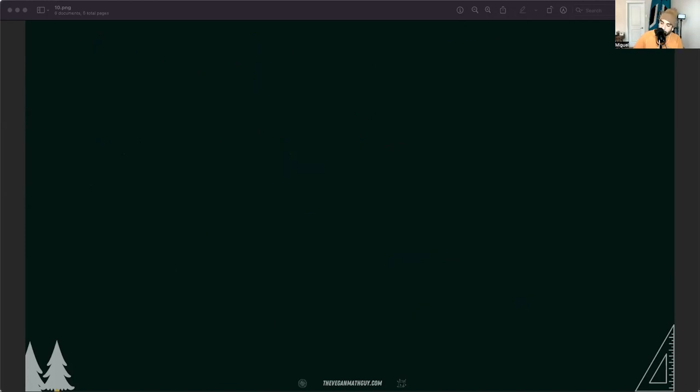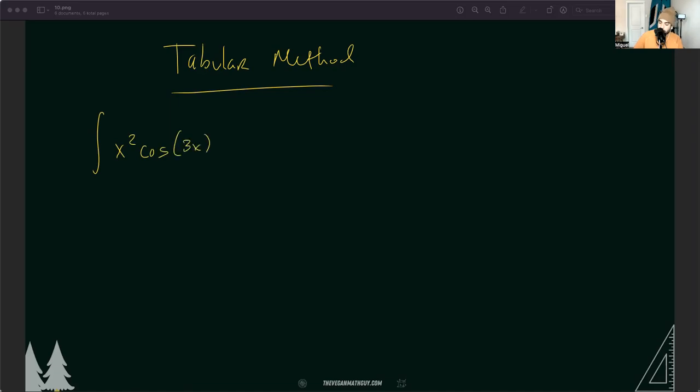So now, we're going to use the tabular method. The tabular method is just a nice little shortcut to integration by parts, especially when you have to constantly do it. So the way it works is, if you have a problem, even as easy as x squared cosine of 3x dx, if I were to use U-substitution or integration by parts here, you will notice that we're going to have to do this multiple times. Let me quickly show you here.